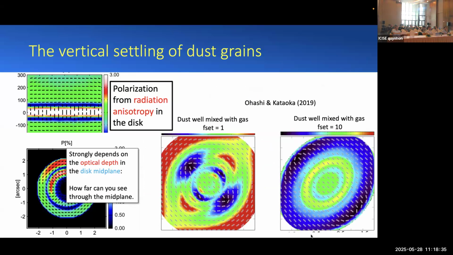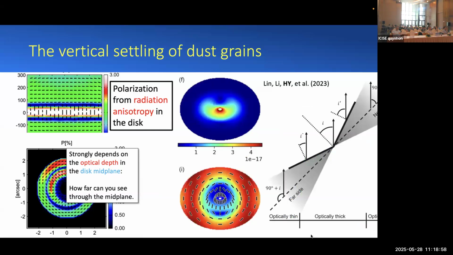For example, Hashi and Kadoka studied the settling parameter and concluded that it has to be 10 or larger, which suggests that in this system, HD 163296, oh sorry, I forgot the name, the dust is moderately settled with a settling parameter of 10 or more. Daniel Lin also studied a different picture that put everything together. They show a near-far side asymmetry in the inner part, and they show a transition to azimuthal patterns at the far side when it becomes optically thin. And you see a uniform pattern in between in the optically thick regime.